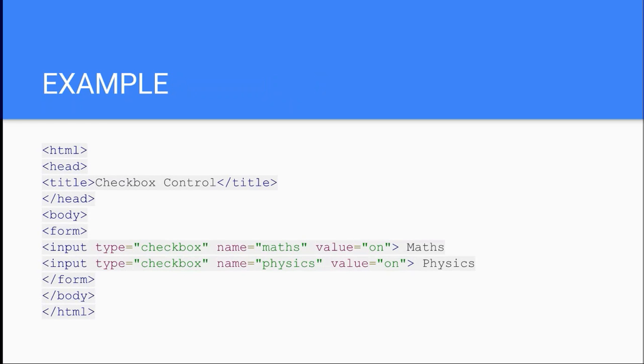Again, see the example here. In this example, in the form, input type attribute is checkbox, name is maths, value is on. And we have one more input because we have more than one option. When we have more than one option, we will select the checkbox attribute. So we have two different options here, like input type checkbox, name physics, value on.